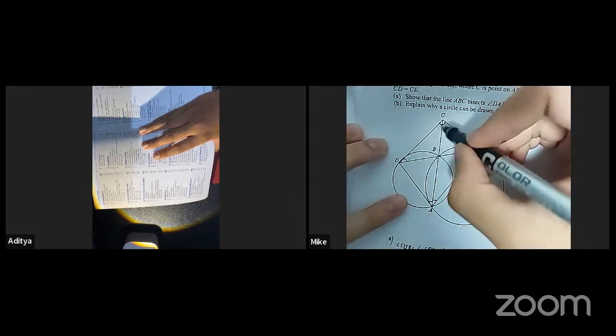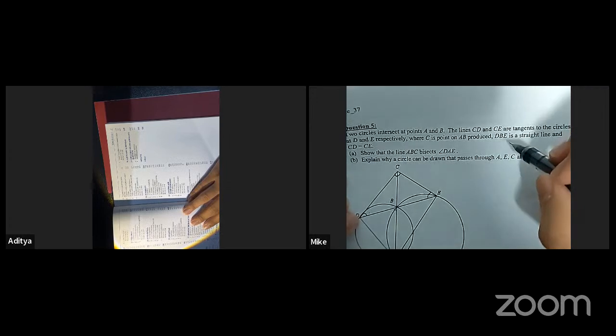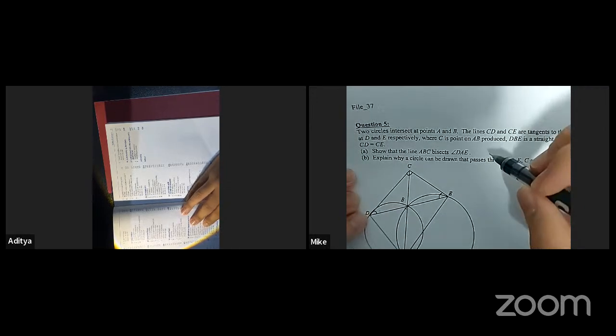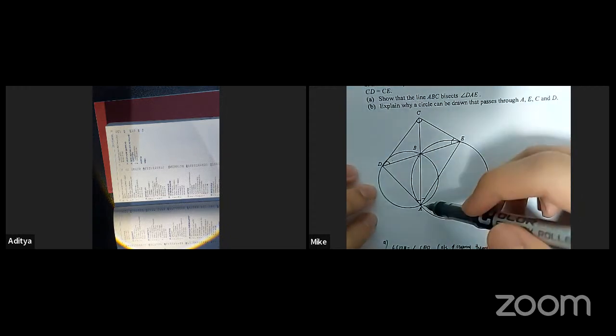So this angle here is 180 minus this and this. It says here that CD equals CE, tangents. It doesn't look equal, but it is equal. So this is equal to this. That's how I did part A. Part B is to explain whether this trapezium can be inside a circle. Parallelogram. Yeah, so let me explain that.